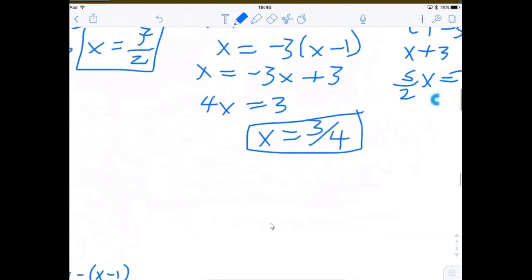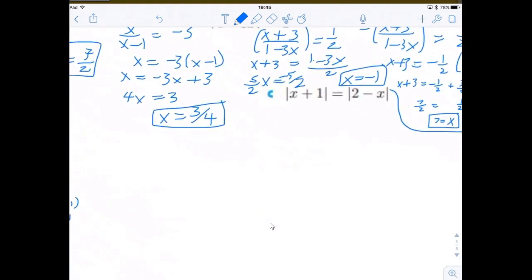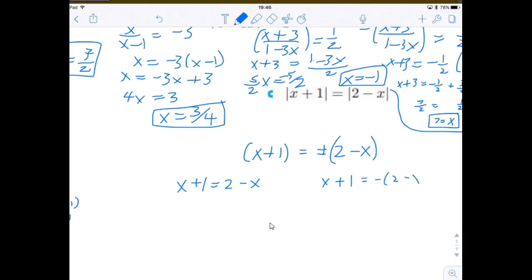Okay, last problem. The C here. So x plus 1 is equal to plus or minus 2 minus x. So the one case would be x plus 1 is equal to 2 minus x, with just a positive. The other one would be x plus 1 is equal to the negative of 2 minus x. So this left one, it'll be 2x equals 1. We put all the x's on the left and we put the numbers on the right. x is equal to 1/2.